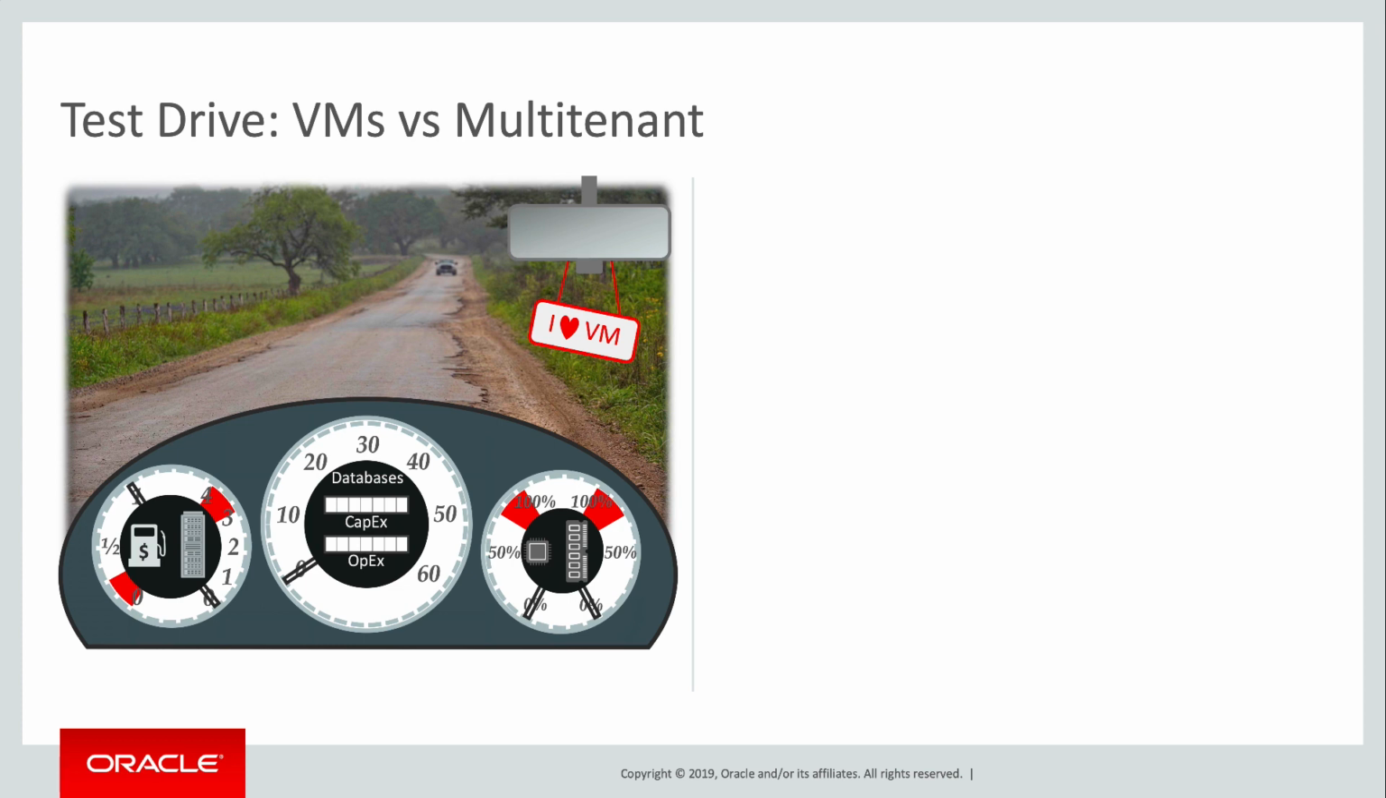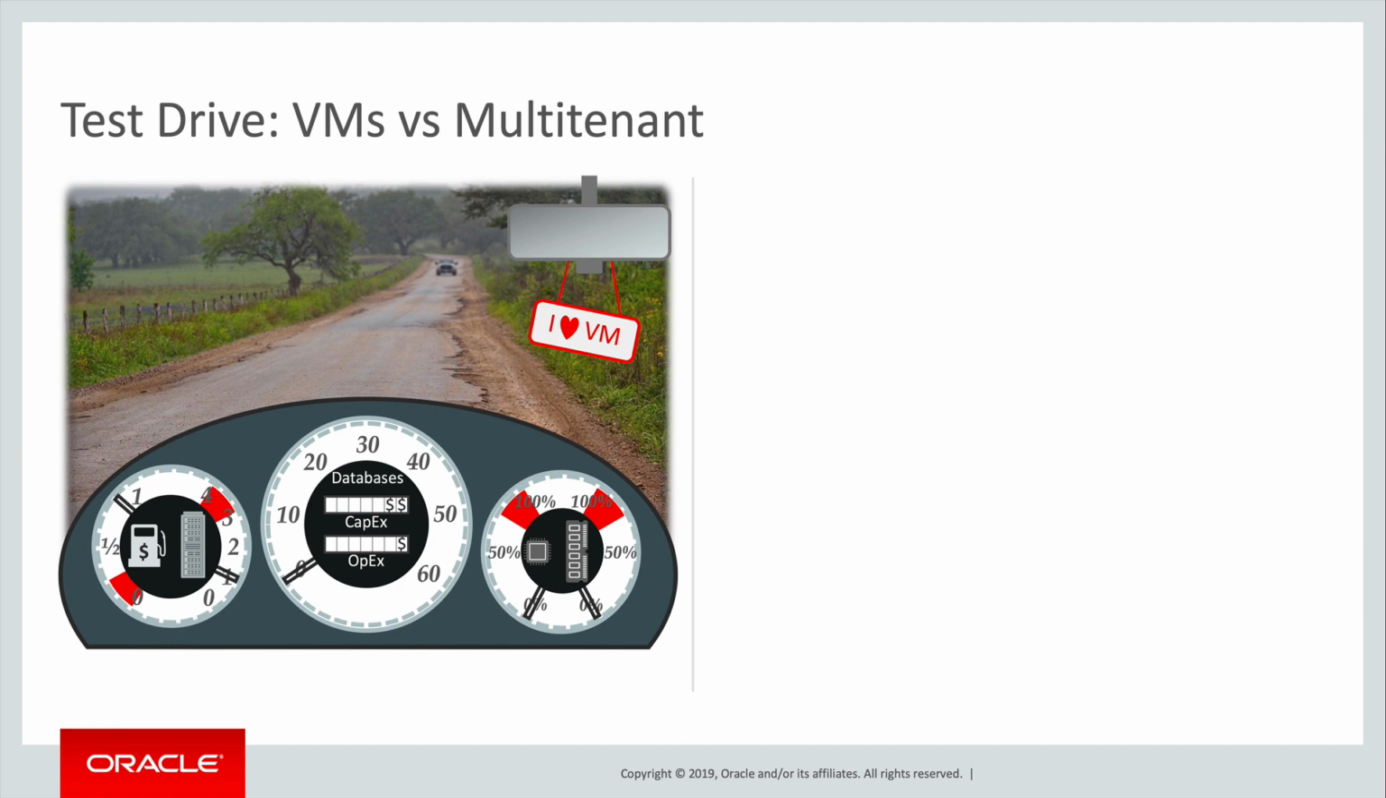So now we return to the test drive that we saw in the introductory video. This time, we'll walk through it in a play-by-play style. Glancing at the dashboard, the dial on the left shows fuel, that is, budget, in the left gauge, and servers in the right one. The central tachometer shows number of databases, with counters for capital expense and operating expense. On the right, we have gauges for CPU load and memory pressure.